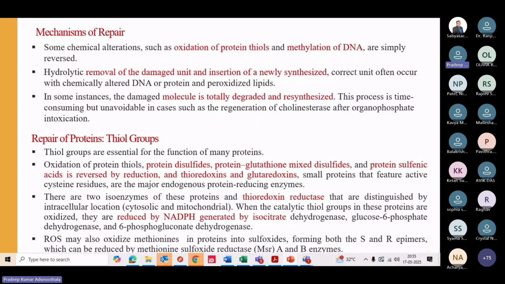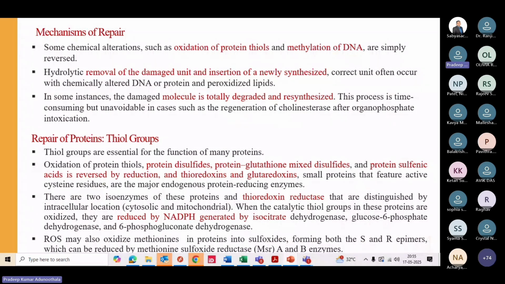So, repair of protein by using thiol groups. Thiol groups, which are essential for the function of many proteins, undergo oxidation and form protein disulfides, protein-glutathione mixed disulfides, and protein sulfonic acids. That is reversed by reduction by thioredoxins and glutaredoxins. Small proteins that feature active cysteine residues are the major endogenous protein reducing enzymes. And there are two isoenzymes of thioredoxin reductase, which are distinguished by intracellular location: cytosolic and mitochondrial.